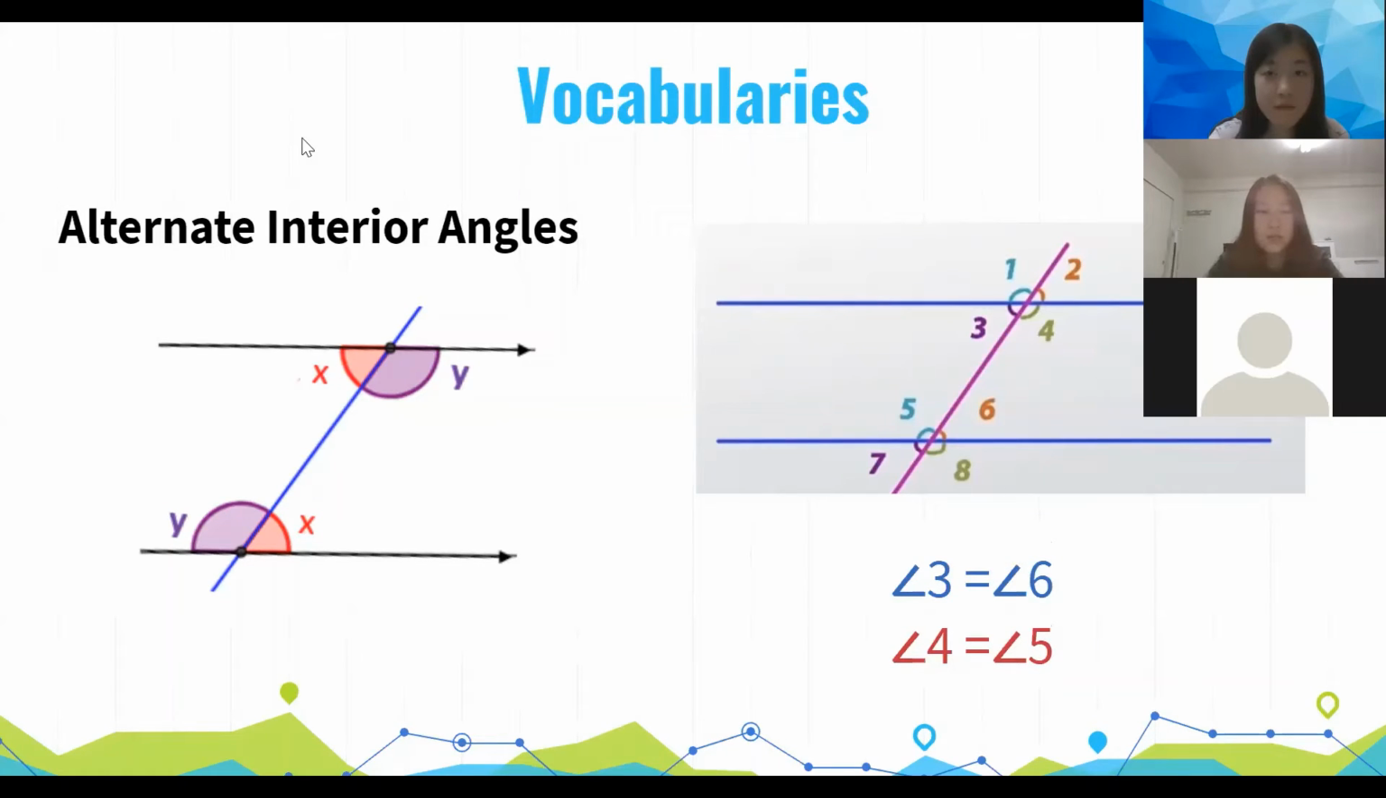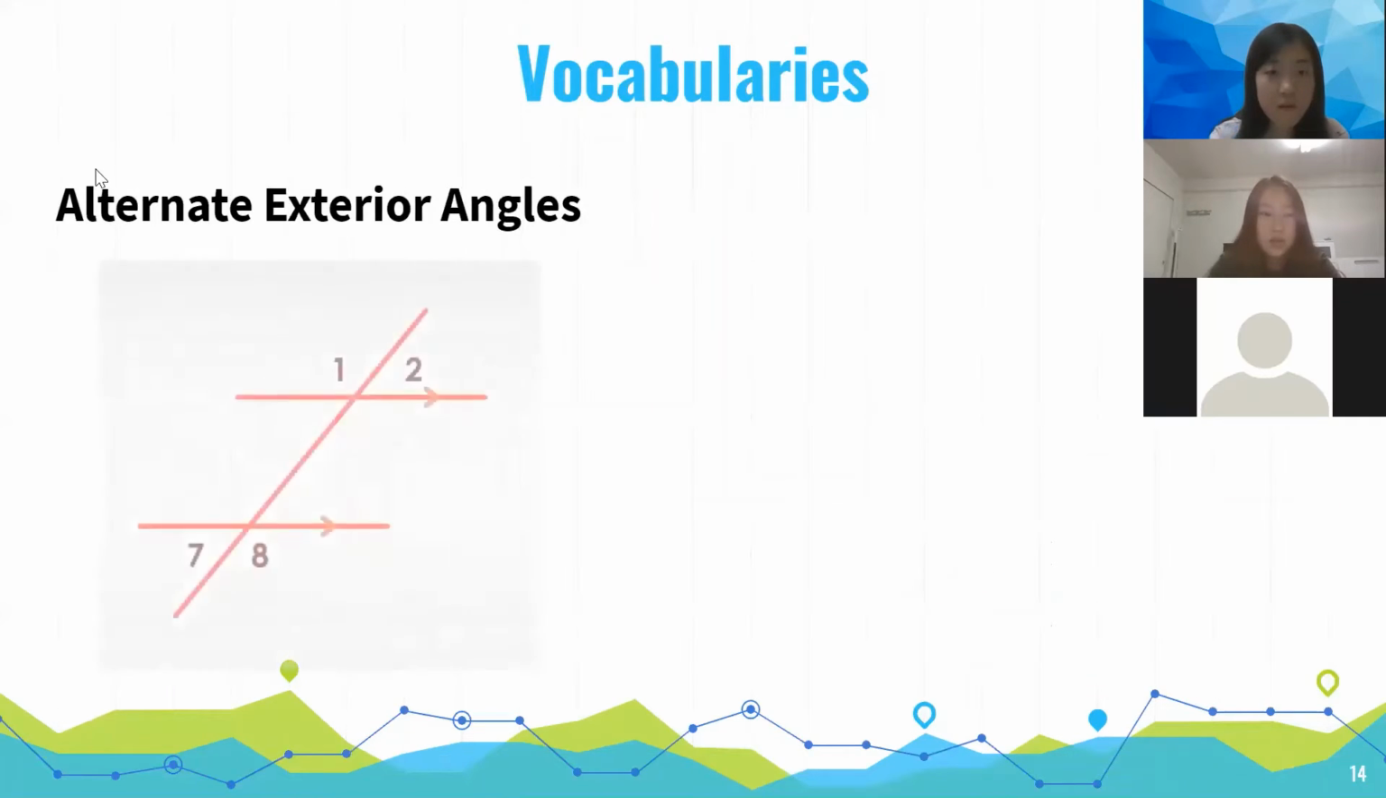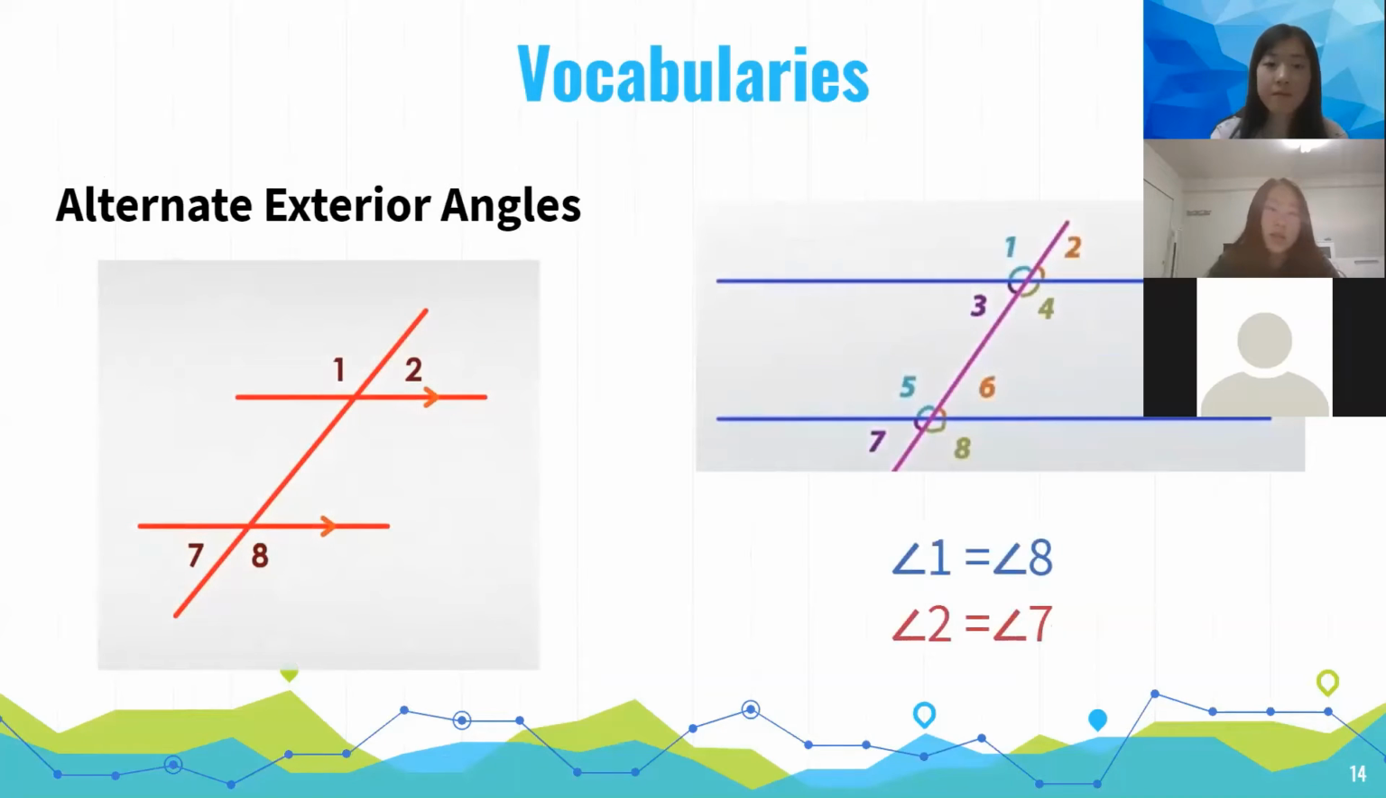Okay, next, we're going to learn about the exterior angles. So alternate exterior angles are the same as the interior ones, but they are outside. So if you see 1, 2, 7, and 8, they are outside, whereas 3, 4, 5, 6 are inside the lines. So basically, they're also the same. So 1 and 8 are the same angle. 2 and 7, they are the same angles. So they basically have the same degrees. Do you get that? Yeah. Okay.